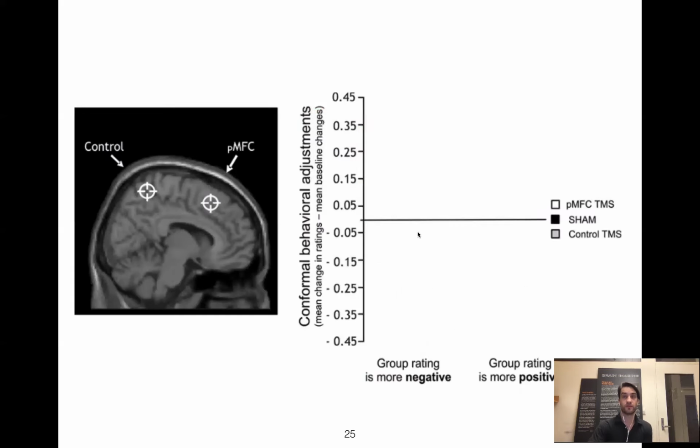And so what we're going to do here is look at how people's behavior changes.